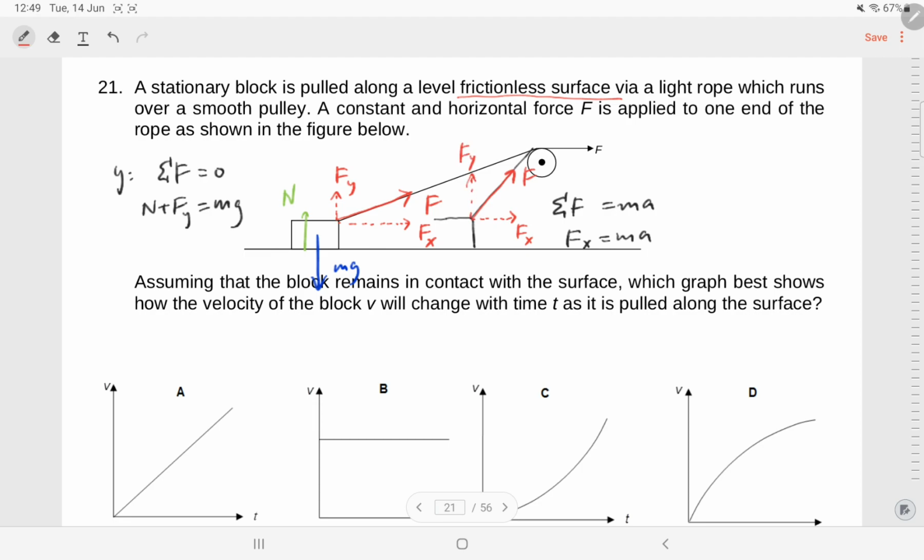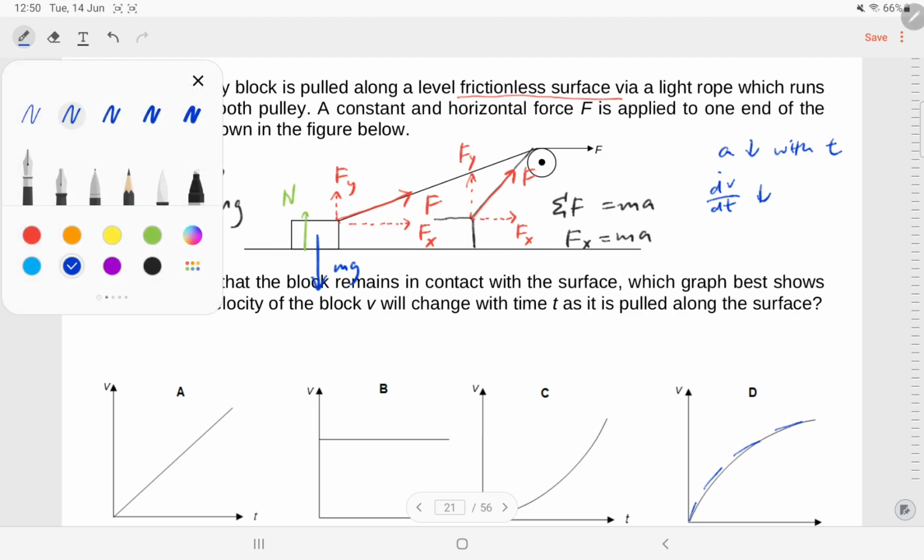With this, you can tell that Fx will actually decrease as this thing moves along. It will decrease with time. With that, you could already tell what will happen to the velocity, because a decreases with time, which means the gradient of v-t, or dv/dt, decreases with time. So which graph shows such a relationship? It has to be D, because you see the gradient is actually decreasing, so that shows decreasing acceleration.